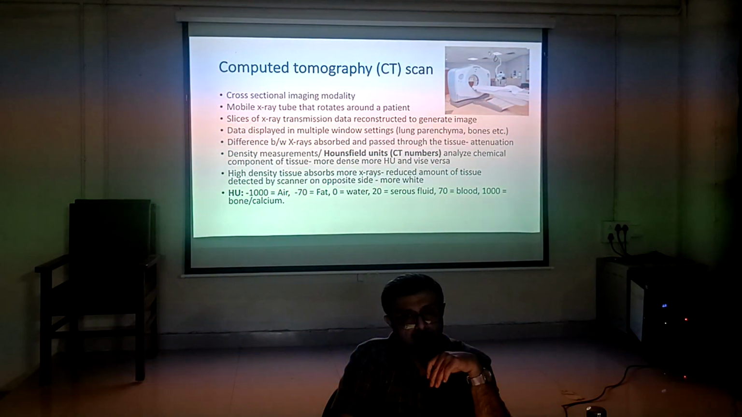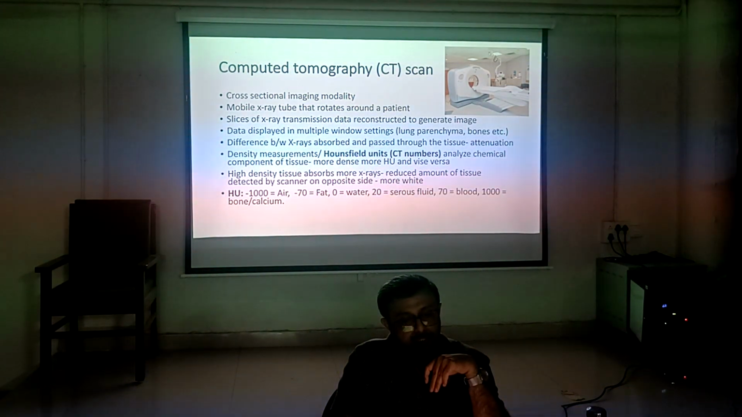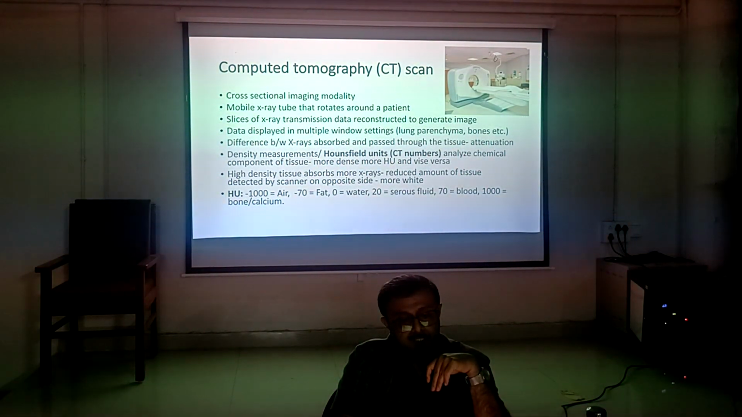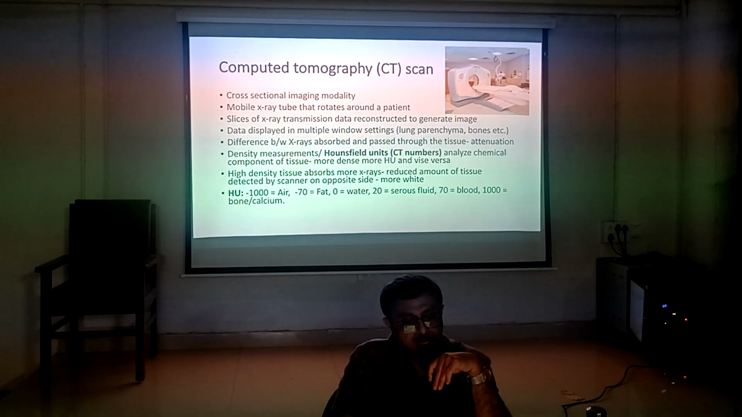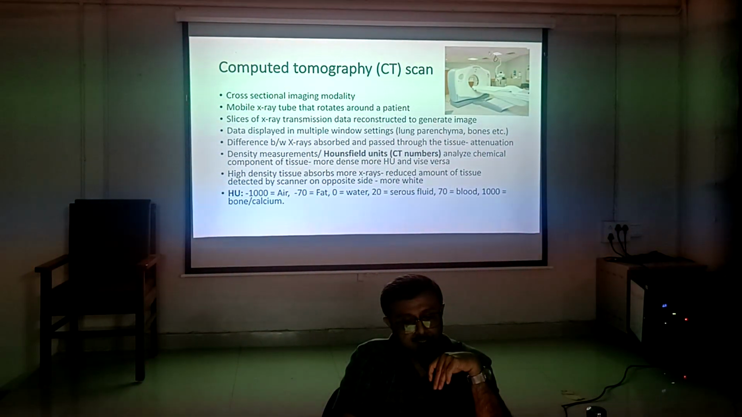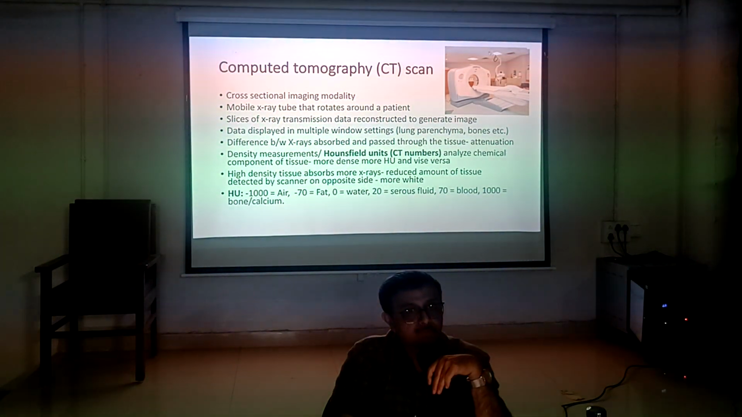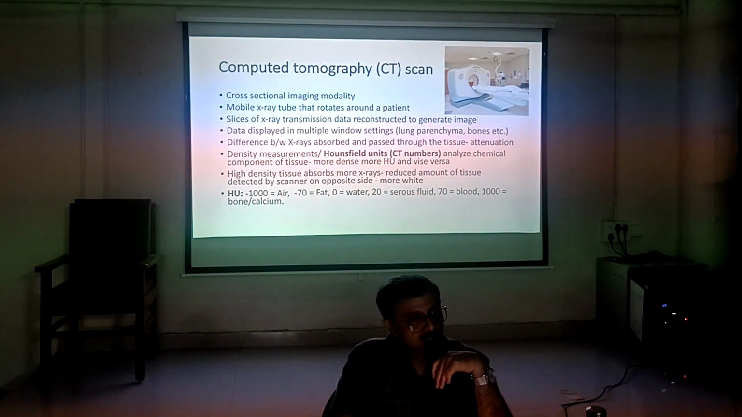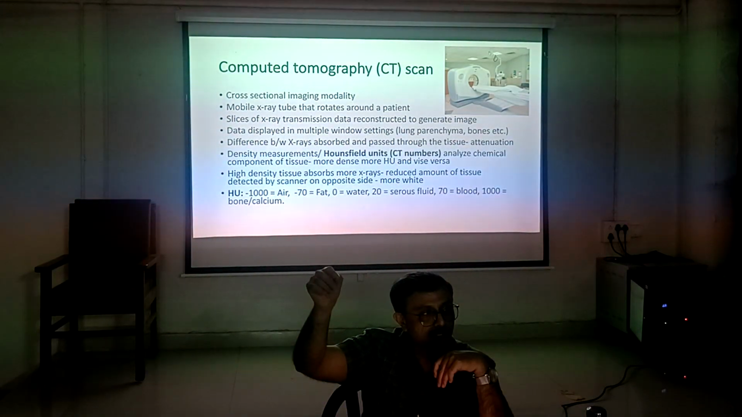Some facts about computed tomography. It is just like X-ray, a rotating tube continuously exposing X-rays, and the measurement is the Hounsfield unit, HU. Hounsfield units measure density: high density tissue absorbs more X-ray, so negative HU is more black, positive is more white. Minus 1000, X-ray plate માં લખેલું હોય HU, you can see.